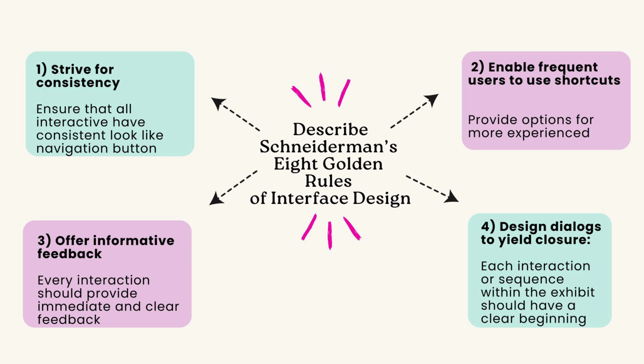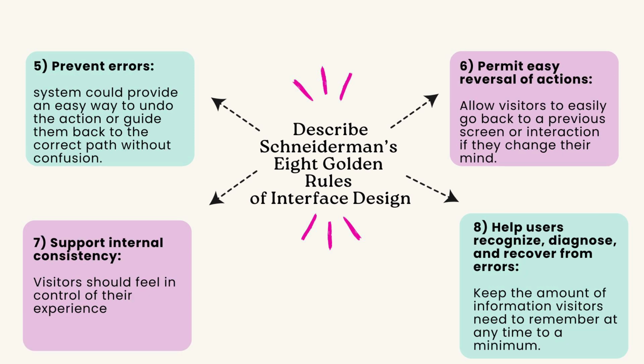The fourth one is design dialogues to yield closure. It means each interaction or sequence within the exhibit should have a clear beginning. The fifth is prevent errors. It means the system could provide an easy way to undo actions or guide users back to the correct path without confusion. The sixth one is permit easy reversal of actions, allowing visitors to easily go back to the previous screen or interaction if they change their mind. The seventh one is support internal locus of control. It means visitors should feel in control of their experience. And the last one is reduce short-term memory load. It means keeping the amount of information visitors need to remember at any time to a minimum.